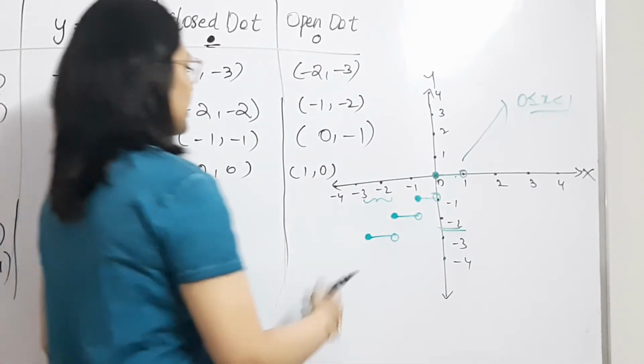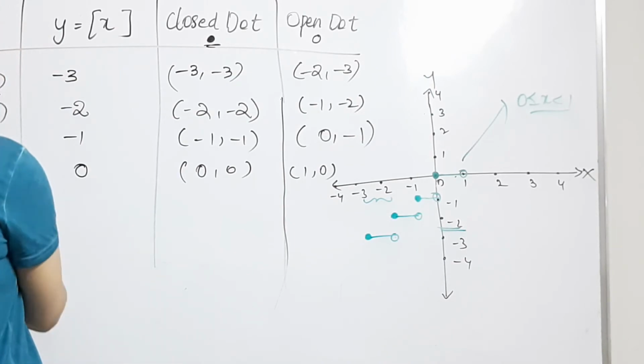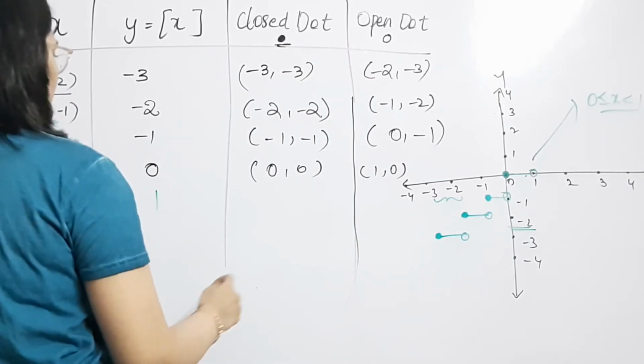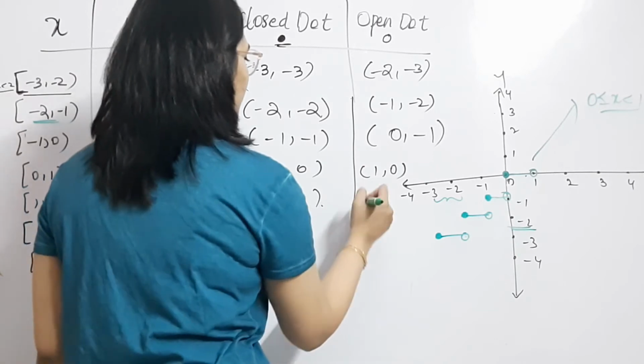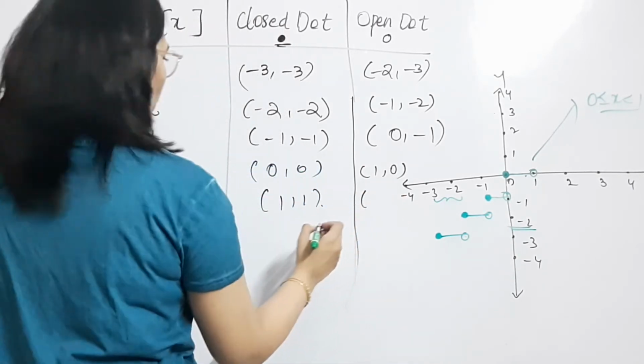Now, similarly for 2 and 3, fill in the table, but I'm just writing it there. For 1 to 2, you get 1 here, and you get (1, 1) here, and here you get (2, 1).